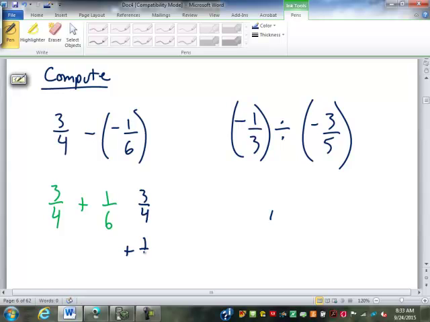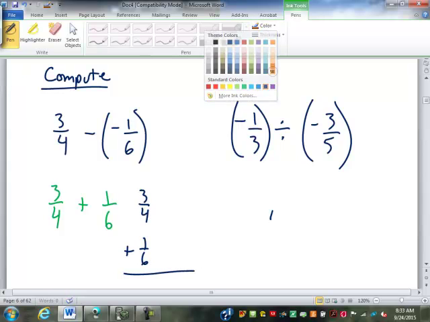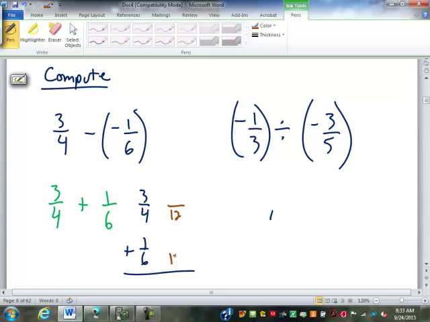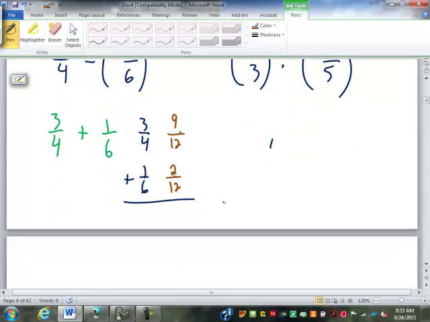3/4 plus 1/6. What's our common denominator going to be? 12. What's this going to become? 9. 4 times 3 is 12, so 3 times 3 is 9. This will be 2. 6 times 2, so 1 times 2. And now we are adding because subtracting a negative became plus a positive. 9 and 2 makes 11/12.